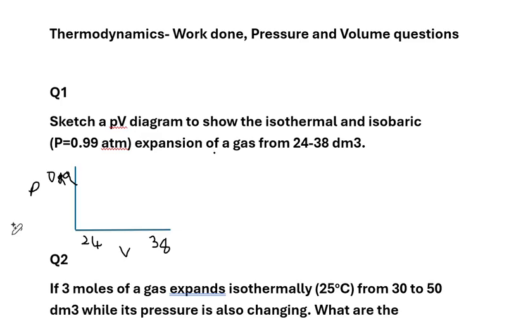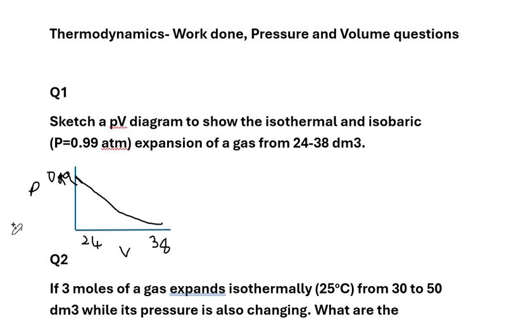So as it says, expansion of a gas from 24 to 38. So when you're doing questions like this, you're supposed to understand the relationship between pressure and volume. So you know that this volume is increasing from 24 to 38 dm cubes. So as such, the pressure would be at a higher value up here at 0.99, and it decreases going down as the volume increases because work is being done by the system. And this is just a simple answer for this question, right?